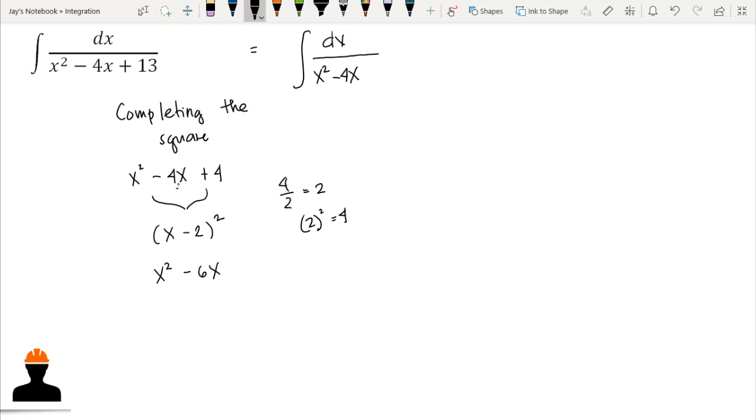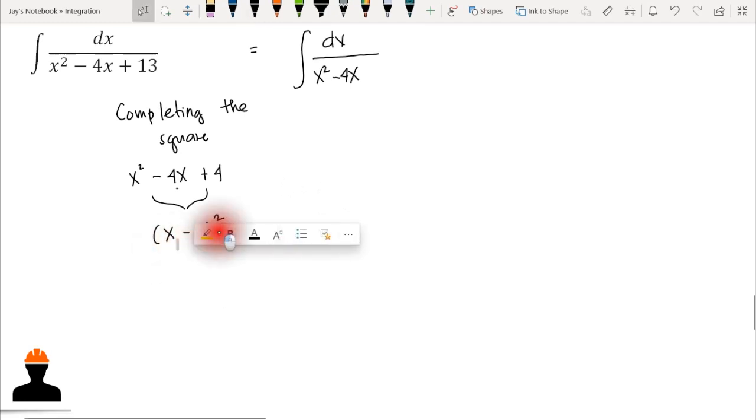So what should be the third term? I divide 6 by 2, the answer is 3. Then I square that, the answer is 9. So we add 9 here so that we have x minus 3 squared as our square of binomial. In this case, we have x minus 2 squared.